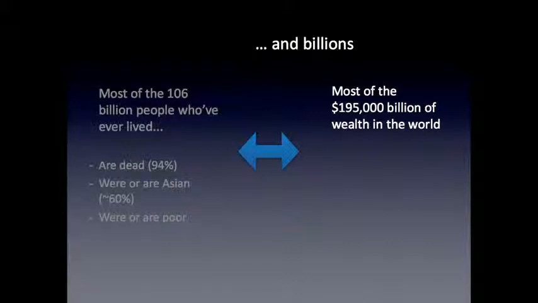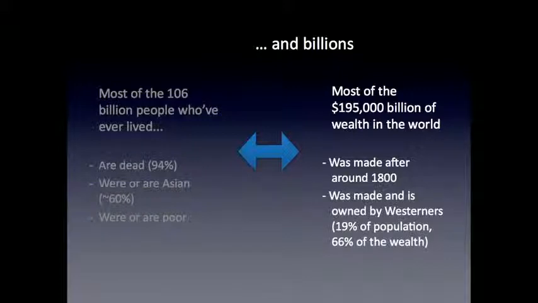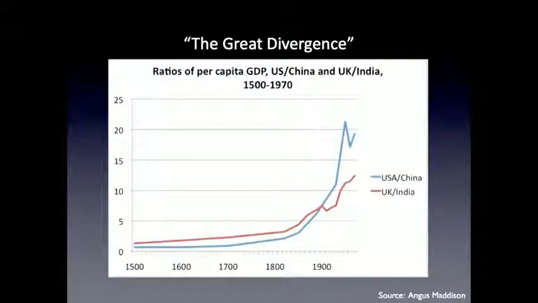Let's talk about billions. Let's talk about the $195,000 billion of wealth in the world today. We know that most of that wealth was made after the year 1800, and we know that most of it is currently owned by people we might call Westerners: Europeans, North Americans, Australasians. At 19% of the world's population today, Westerners own 2/3 of its wealth. Economic historians call this the Great Divergence.